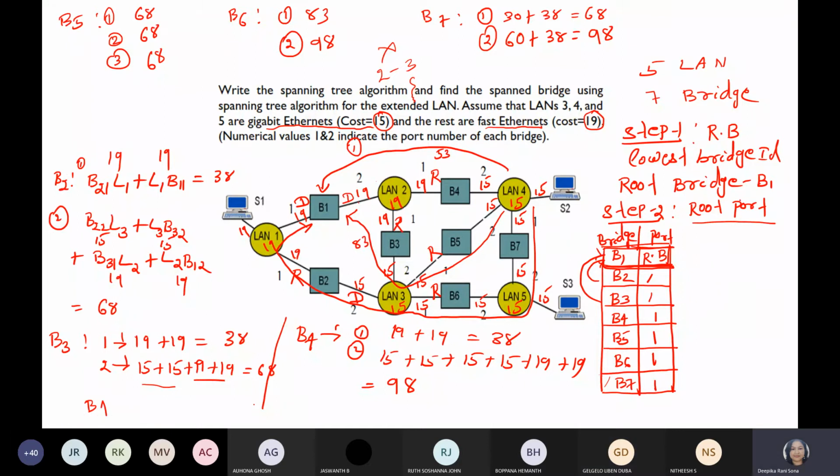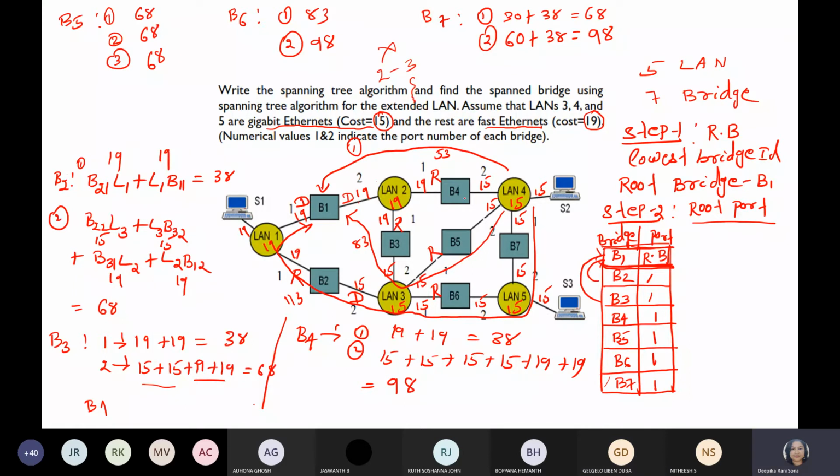Then third path: 15, 15, 15, 15, 15, 75 plus 38. How much is it? 113, ma'am. Okay, so we got 53, we got 83 and 113. Which one is giving us the lowest cost for line 4? Path 1, 53. So which will be the designated port?